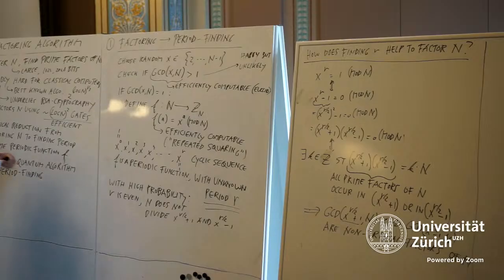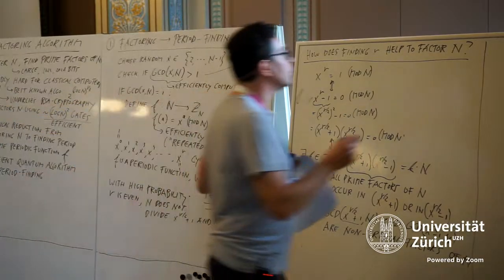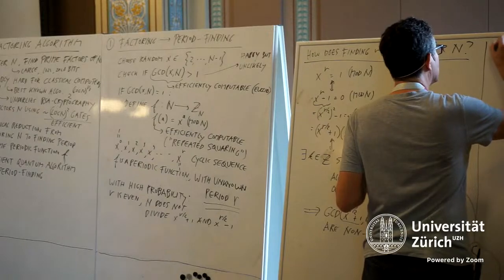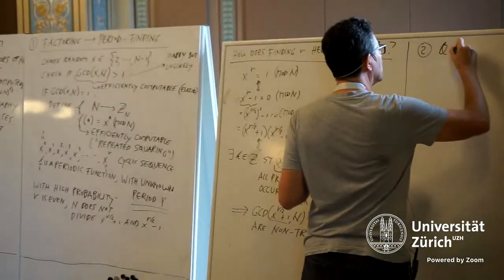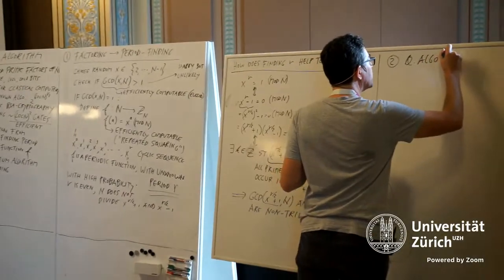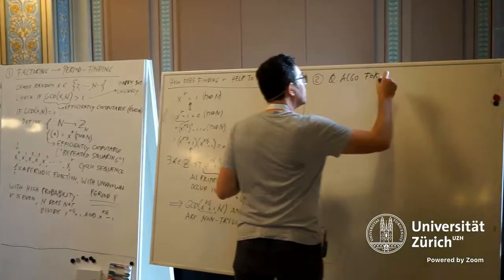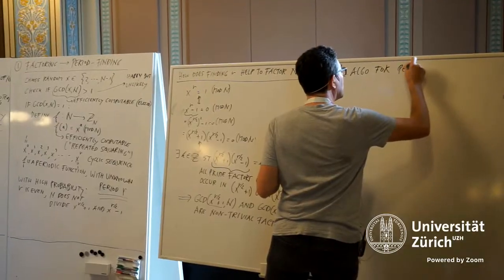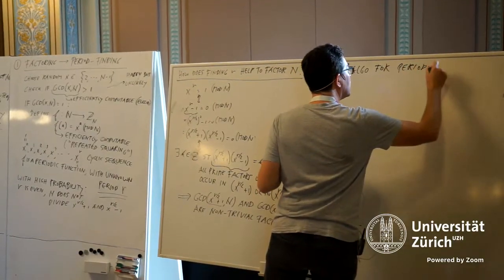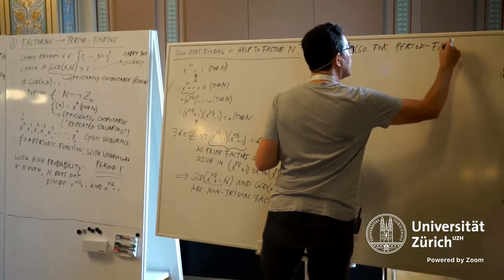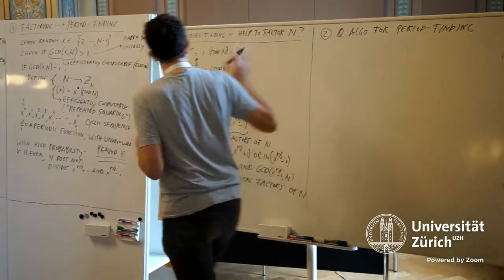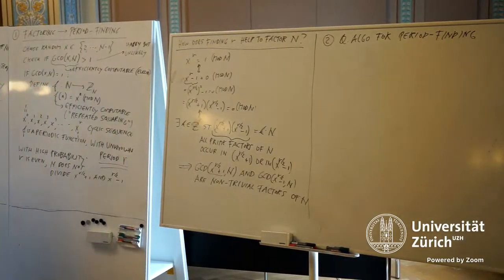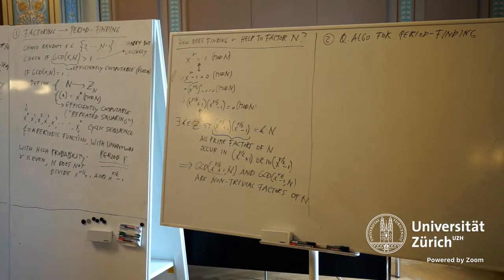Okay, so now I want to move to the second part, the actual quantum part of the algorithm. A quantum algorithm for period finding. But before I go to the quantum part, let me pause for questions. So are there any questions about this number theoretic reduction? Yes, please.